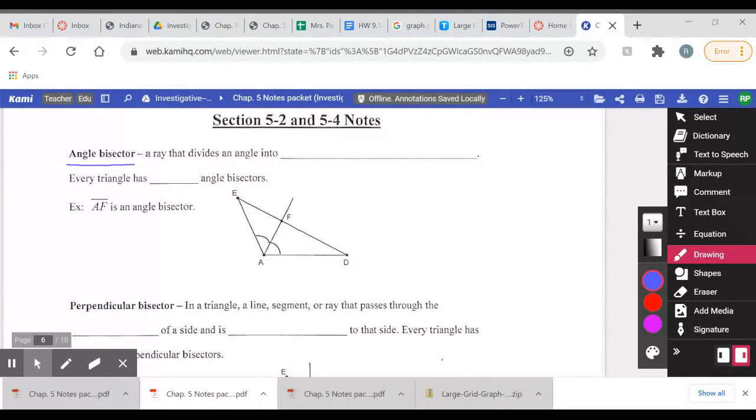Again, bisect means cuts in half. And what is it cutting in half? An angle. So if it's cutting an angle in half, then therefore you should see two congruent angles, which you can see in this picture right here, here, and here. Those two angles are congruent because, like it says right here, AF is an angle bisector. I think of an angle bisector as kind of like a knife cutting the angle in half. If we fill in these words up here, it says that it's a ray that divides an angle into two congruent angles.